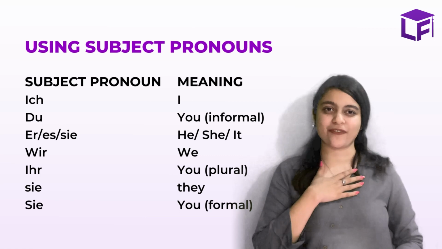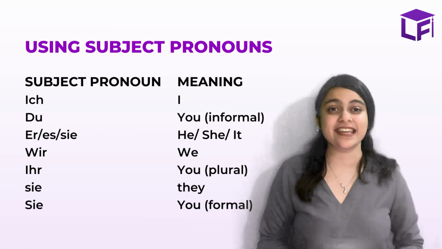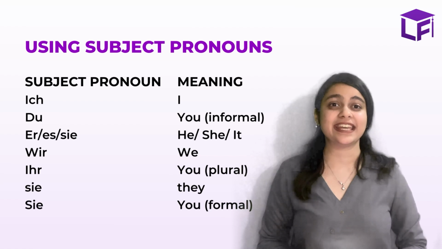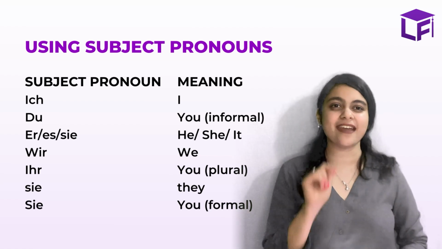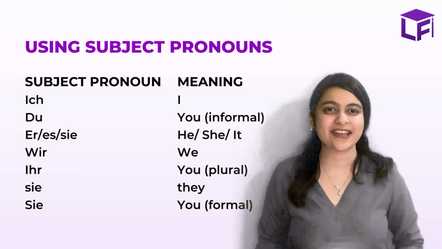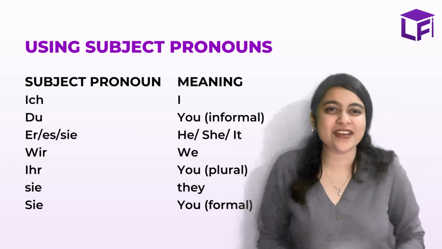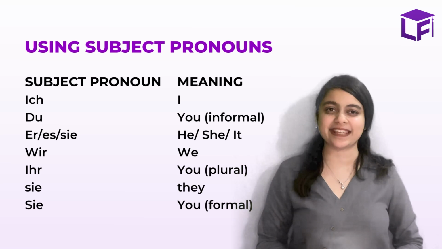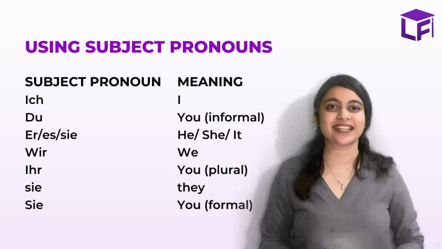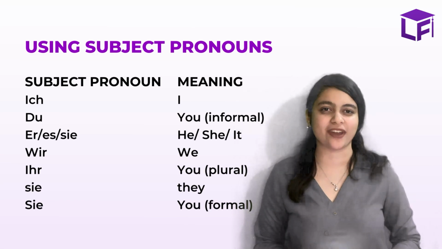So ich, Professor, du, Tokyo, er, Berlin, sie, Nairobi, and then the rest of the team can be ihr, which is they, plural, and all of us can be wir, which means we. And how can we forget the hostages? The hostages will be they. So they in German is sie with a small s. So easy? I know it is. I gave you a hack so you can remember your pronouns.